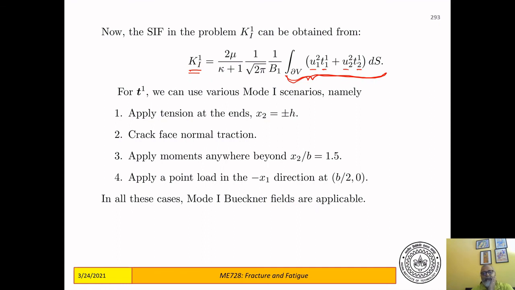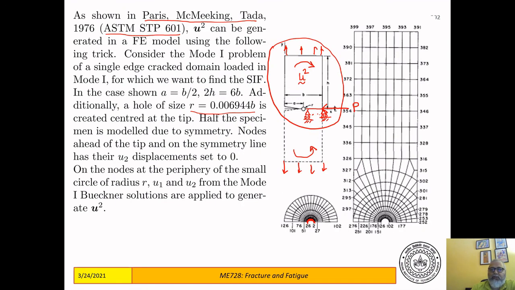So this is what we do in a finite element simulation. And for more information on how to do this, if you are interested, you can look at this reference.